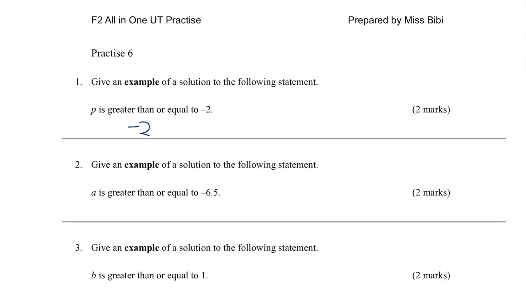0, 1, 2, 3, 4, 5, 6, 7, 8. Any positive number is greater than -2, even -1 actually. So you can give any other numbers, maybe 99. Okay, that's a good one, right? So any number that's greater than or equal to -2. Just one example is enough because the question said an example.